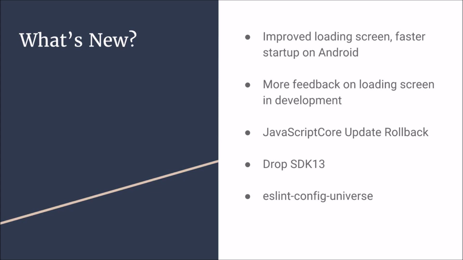Expo has also rolled back the JavaScript core update, which they have done because they found a bug in the older Android versions. They have mentioned that they'll probably add it back in as a patch later before Expo version 21. Now, Expo has dropped SDK 13.